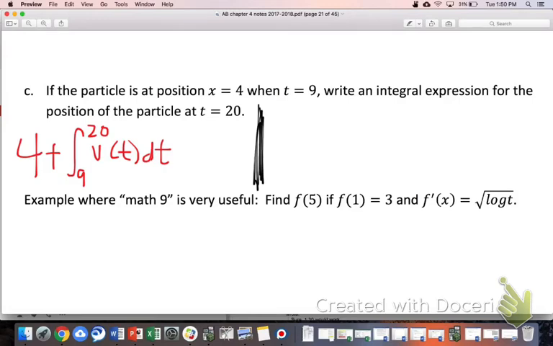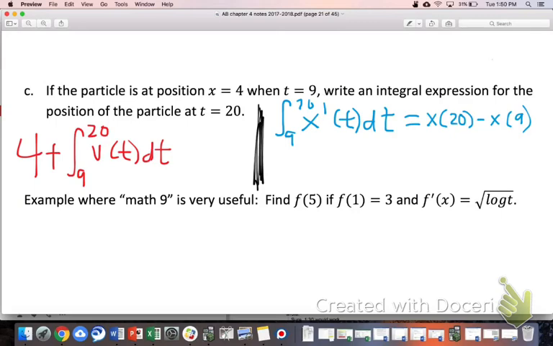So the other way you might have thought about this, and maybe some of you did this, and if you did, that's great. You could have said, well, what if I did this? Integral from 9 to 20 of x prime of t dt. Did anybody do this? Okay. So the integral from 9 to 20 of x prime is velocity, right? Wouldn't this equal x of 20 minus x of 9, using the same principle we have up here on the board, net change theorem?